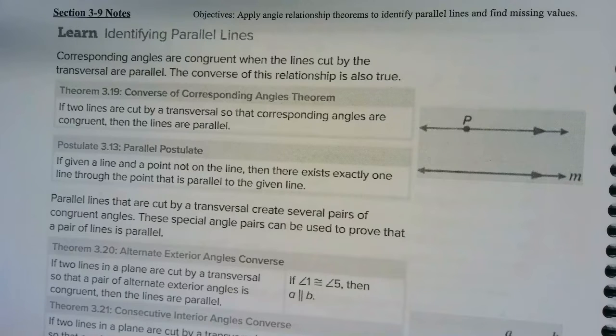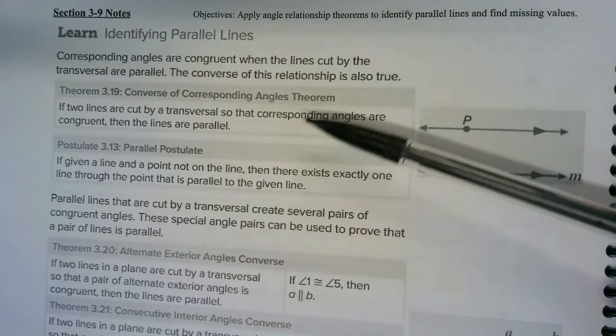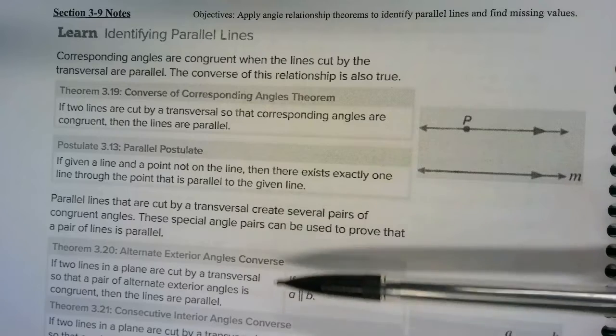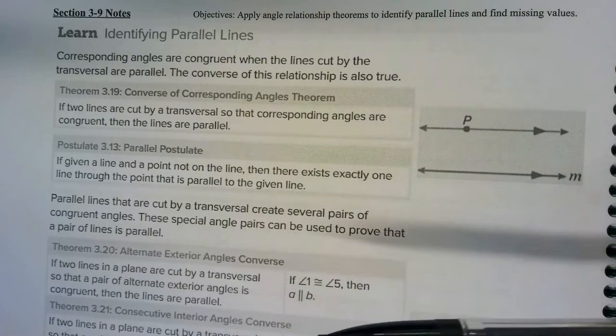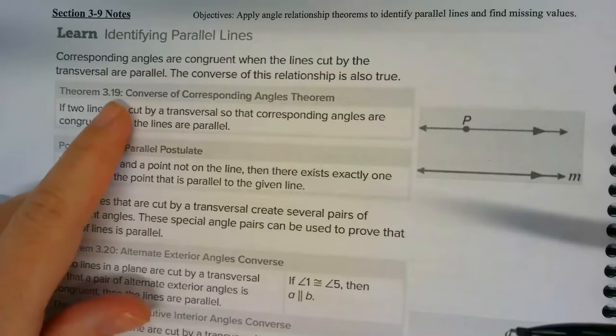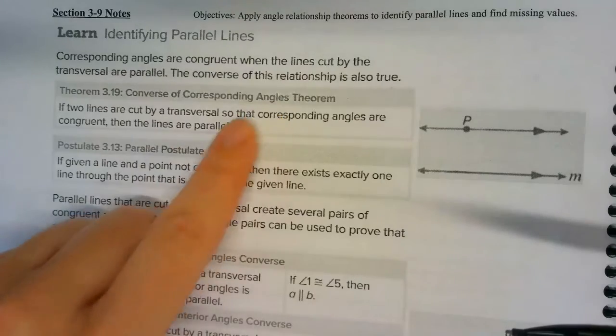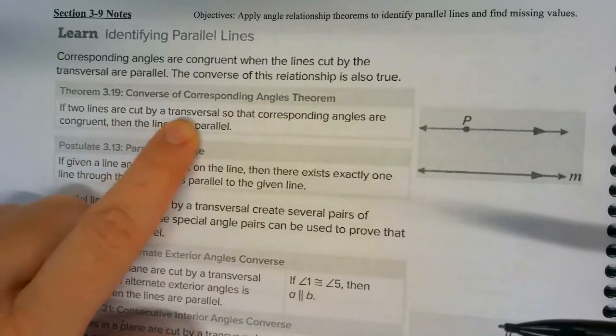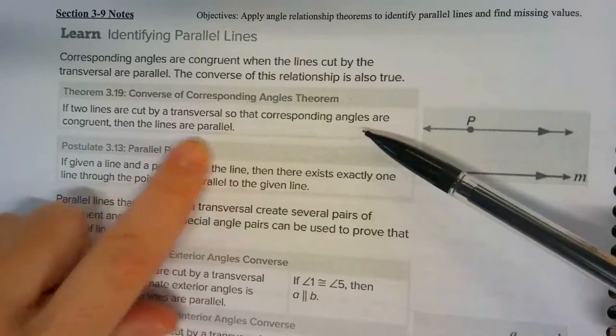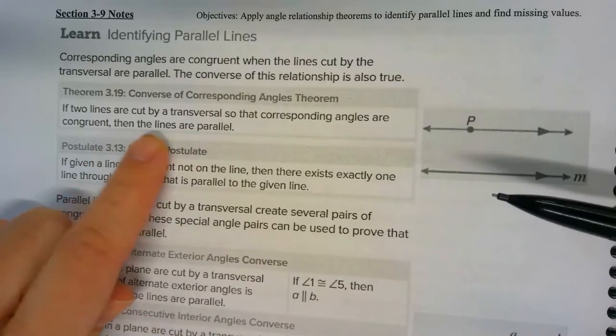Section 3.9 is where you're going to apply all of those special angle pairs to identify what your parallel lines are. So the converse of corresponding angles says that if two lines are cut by a transversal so that the corresponding angles are congruent, then these lines are parallel.